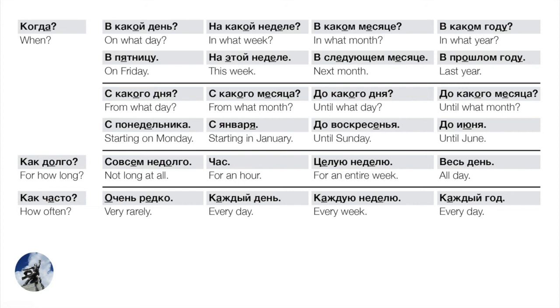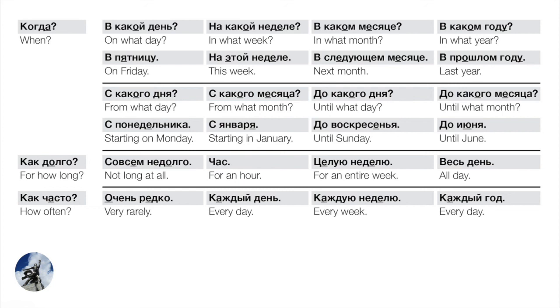В каком месяце? Okay, with months, we're getting в plus prepositional. For example, в следующем месяце. В каком году? With years, we're also getting в plus prepositional. For example, в прошлом году. Okay, now some from until, right? Some duration expressions, all of these taking the genitive. С какого дня? С понедельника. С какого месяца? С января. До какого дня? До воскресенья. До какого месяца? До июня.